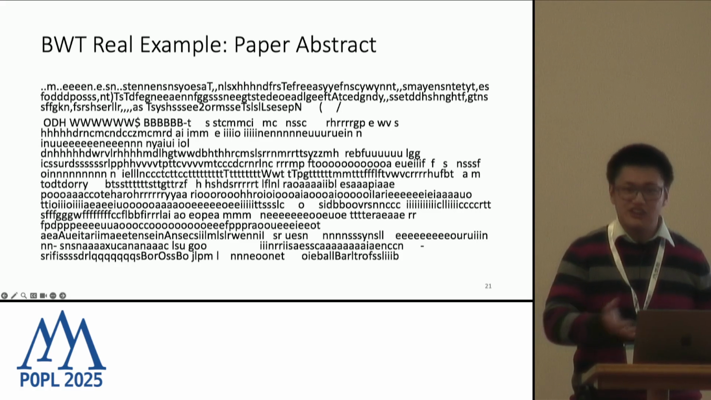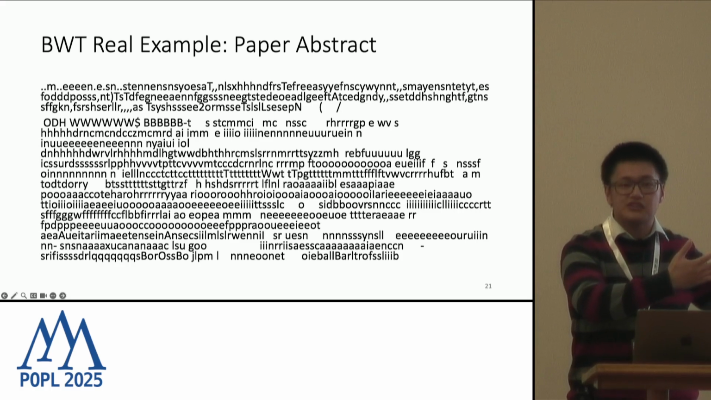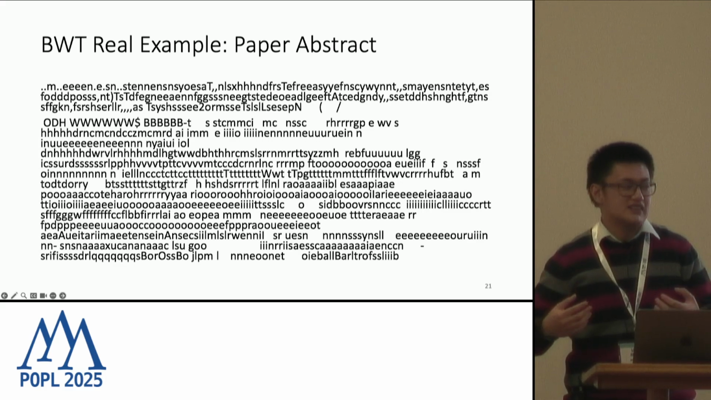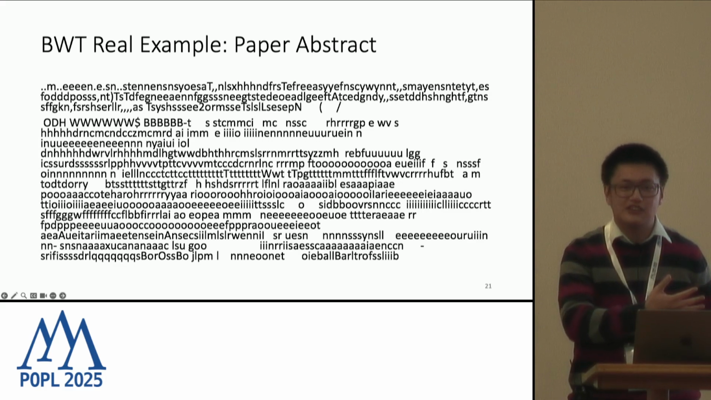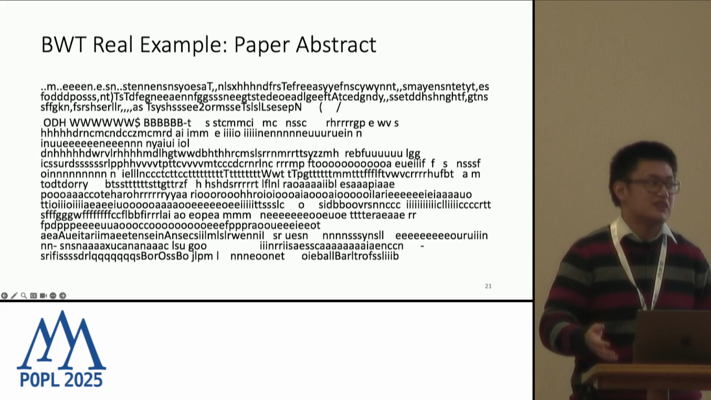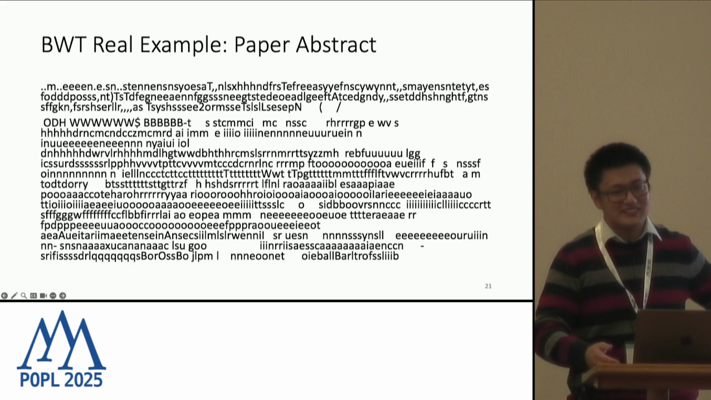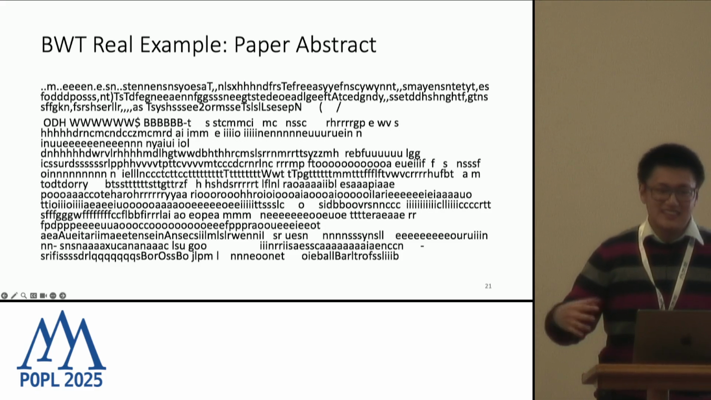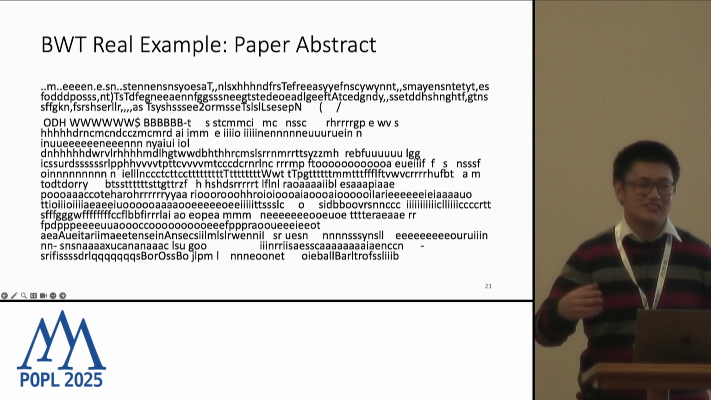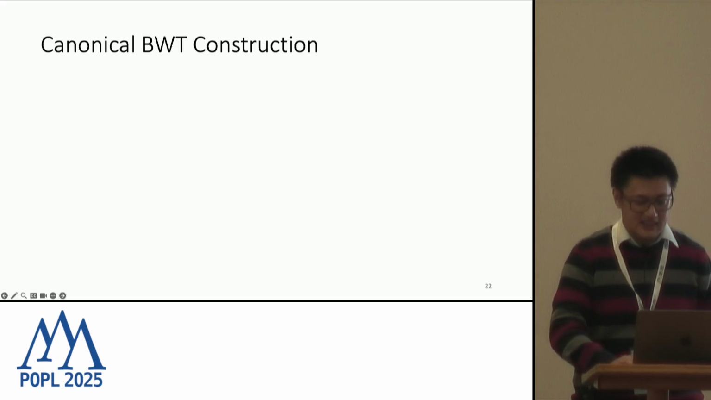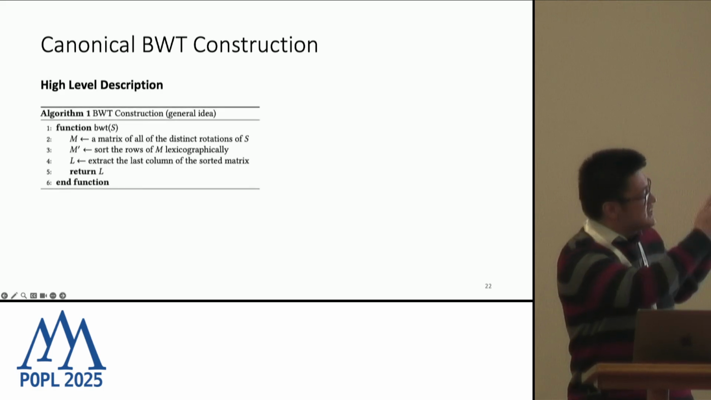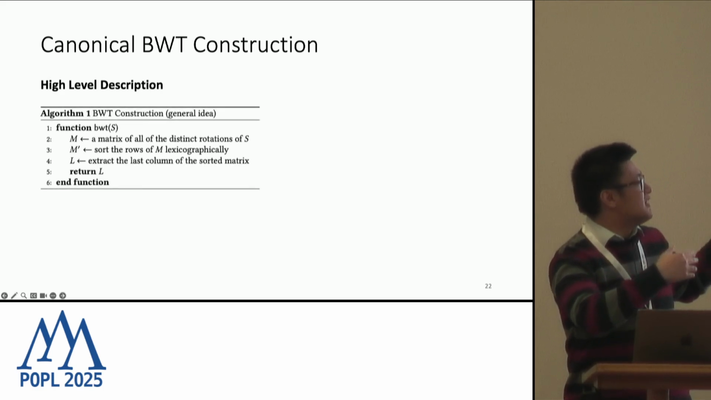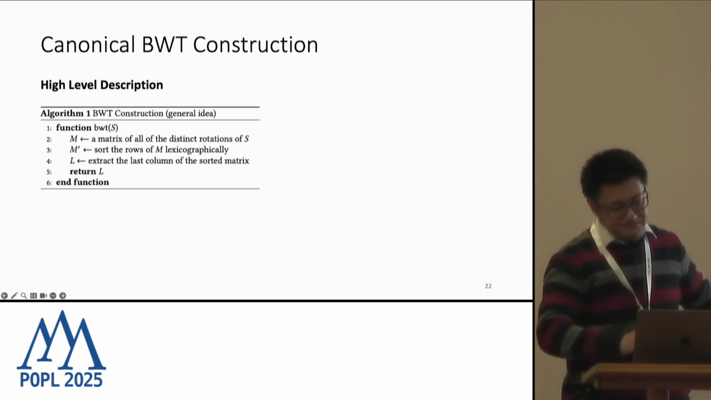And because you get this type of output, it naturally means that it's very nice for data compression, especially because this is invertible. So we can get back the original. So that's the Burrows-Wheeler transform at a high level. And that's what this high-level algorithm basically says.